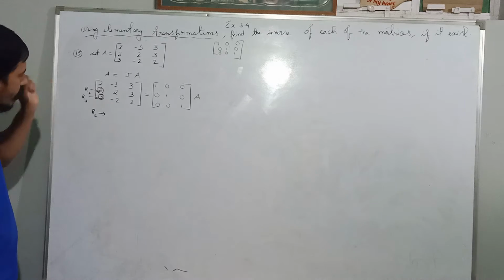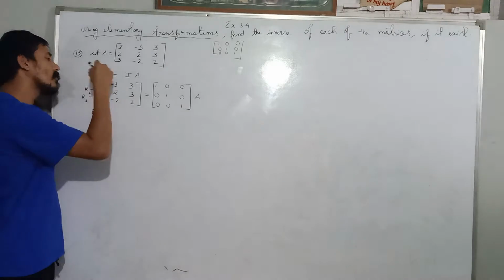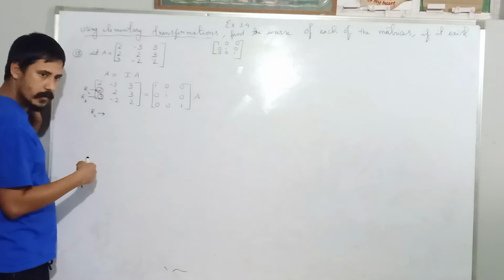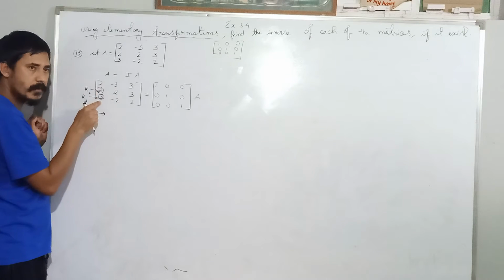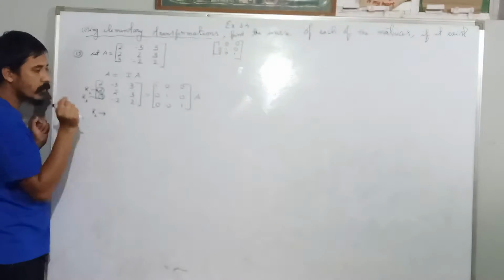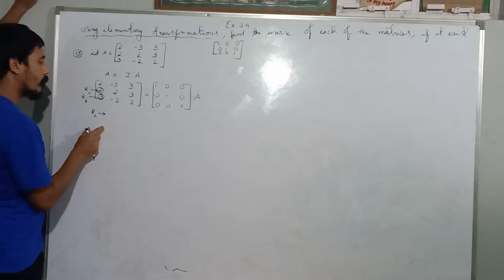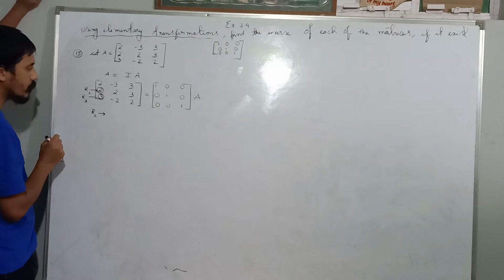To make an entry 0, you need to make use of another row, right? But I cannot use row 3 because it is also going to undergo transformation. So in both the cases, let's use row 1, okay? So what kind of operation will you perform on row 2?